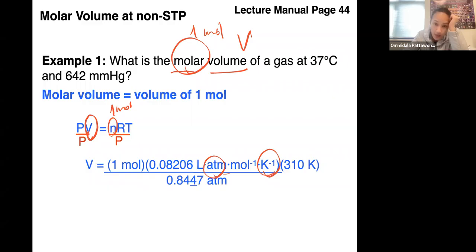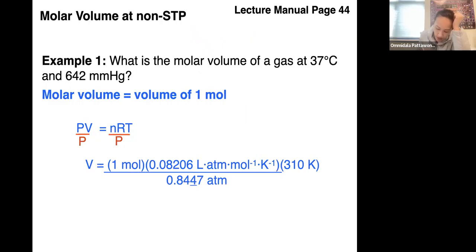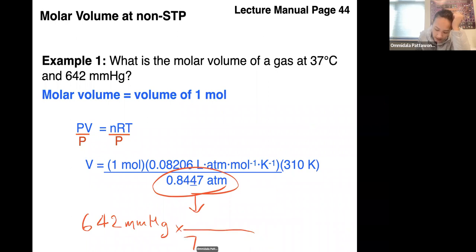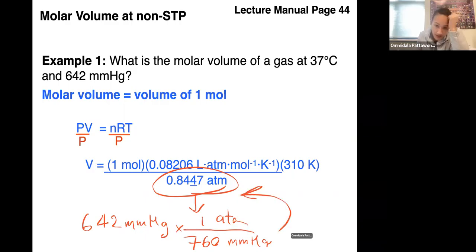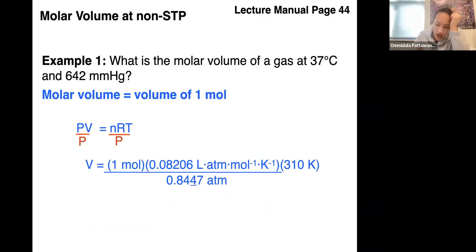and 0.8447 as the atm. How did I get this 0.8447? Well, this is coming from the fact that you start with 642 millimeters of mercury, and we know that every 760 millimeters of mercury is equal to 1 atm. If you do that, you are going to get 0.8447 atm. If you plug all of this in, you are going to get the volume come out to be 30.1 liters.